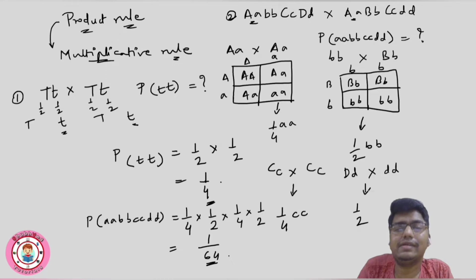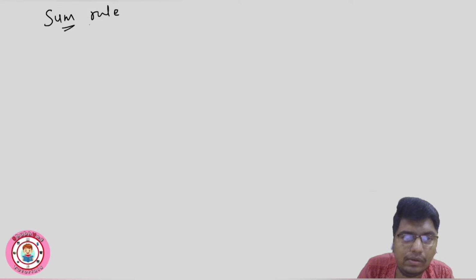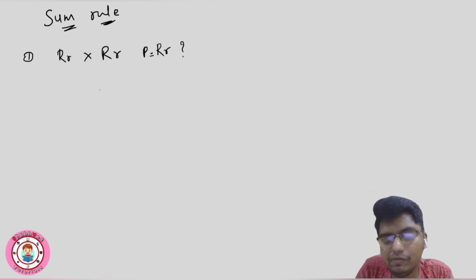So now let's start with the sum rule. Okay, sum rule. Sum rule, as I said, it is the addition, right? So let's get started with the example first. This is the cross, capital R small r, cross, and we want to find the probability of heterozygous. Okay, heterozygous means same. Probability of this. Okay, so this is the first question. Example, we want to find the probability.